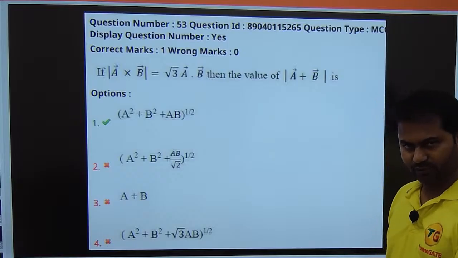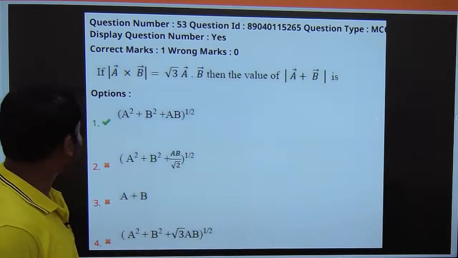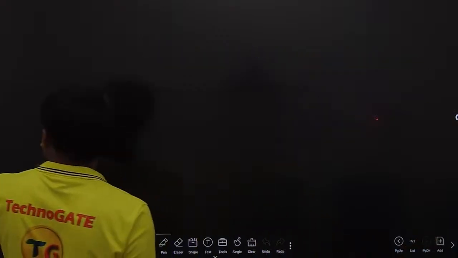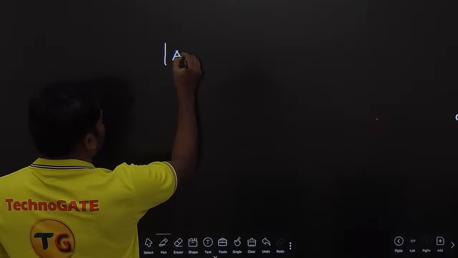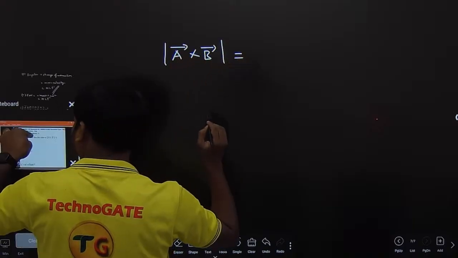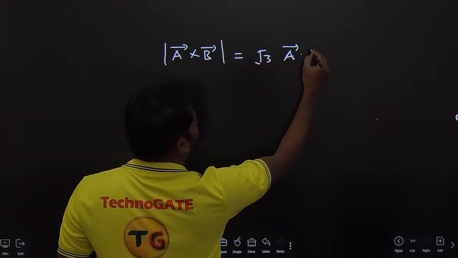You guys can pause the video and you can try. I'm giving the solution now. It is given that modulus of a cross b is equal to square root 3 of a dot b.